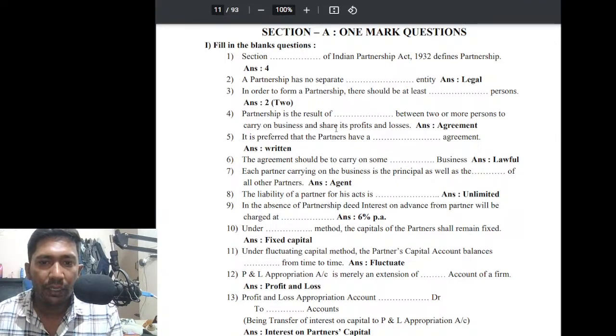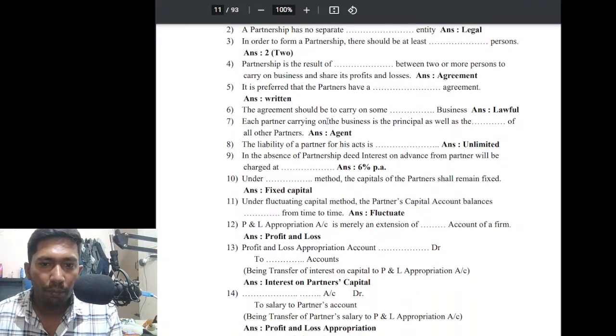The next, partnership is a result of an agreement between two or more partners. Partnership agreement can be written, it can be oral. They have asked this question so many times. So partnership can be oral, it can be written. It can be both. Okay.